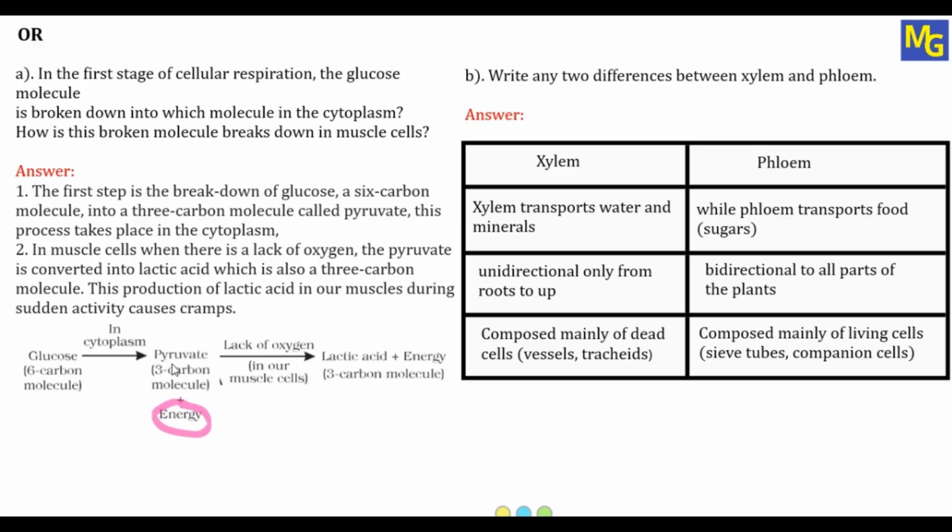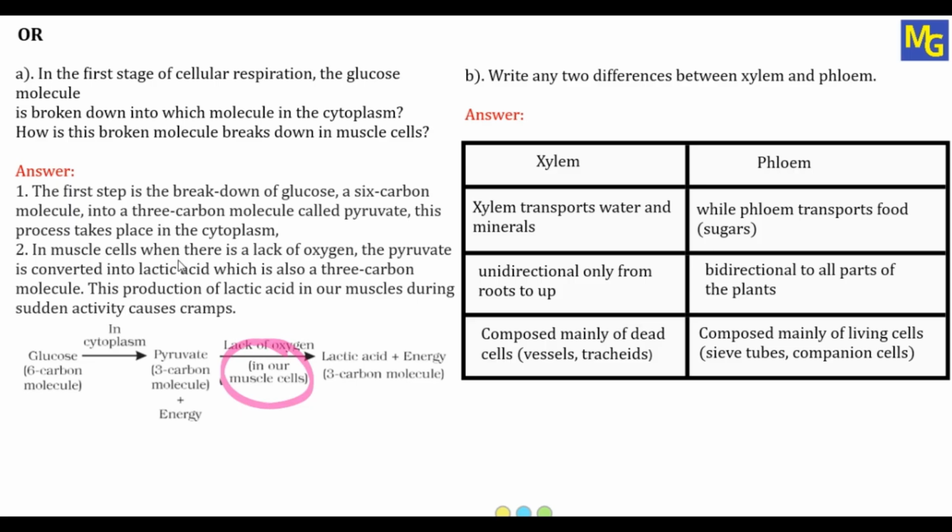Now, for this pyruvate, there are three cases, as I told. This pyruvate can be broken down in the yeast, that also we can study. Pyruvate breaking down in the mitochondria, that also we can study, and even pyruvate breaking down in the muscle cell, that also we can study. In this question they have asked about muscle cell, so we will see only the case where respiration takes place in muscle cells.